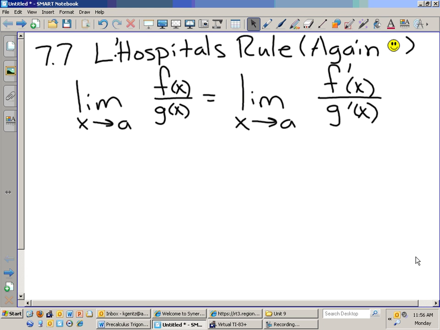Okay, L'Hopital's rule again. This is where we left off last week, and I know that this looks familiar to you. You have the limit as x approaches a of f of x divided by g of x equal to the limit as x approaches a of f prime of x divided by g prime of x. But there are given conditions in here, and I want you to understand this. These really are the given conditions. This is what needs to happen.